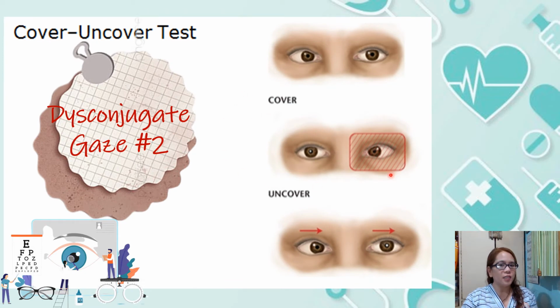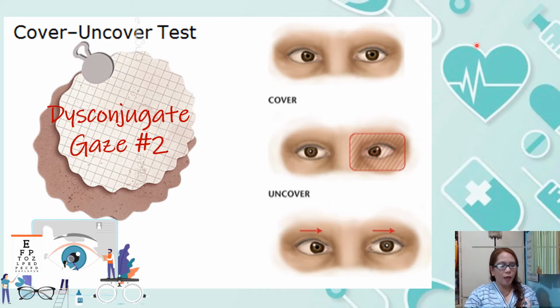This image shows another example of this conjugate gaze. By the way, this conjugate gaze is a failure of the eyes to turn together in the same direction. So we can detect this by doing the cover and the uncover test. The cover and the uncover test may reveal a slight or a latent muscle imbalance that is not seen otherwise.